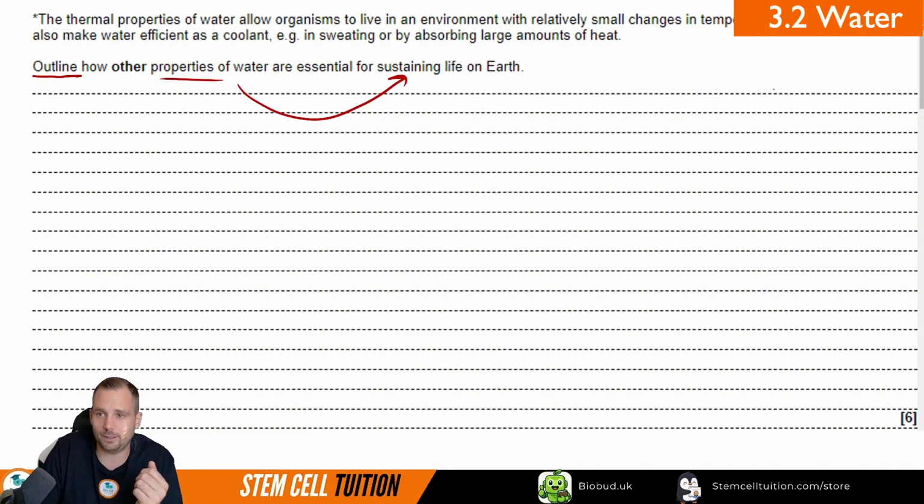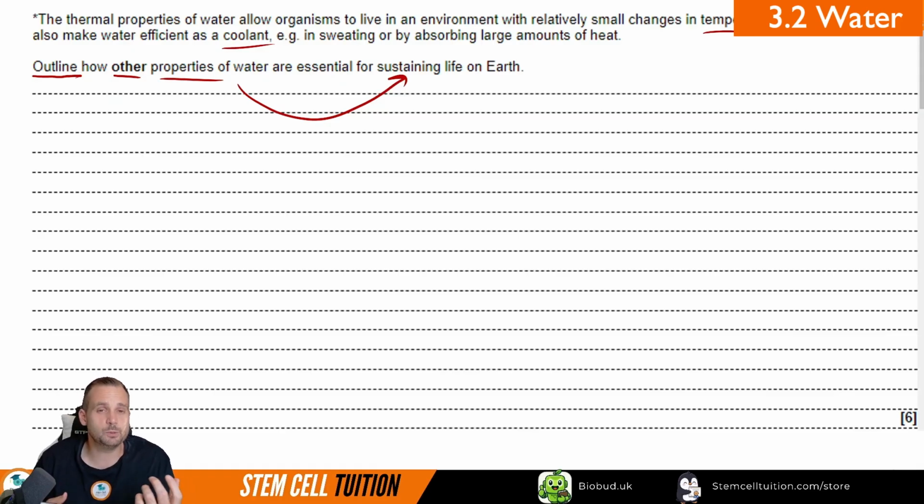Now they tell us in the question we're not allowed to talk about temperature. So you can be tempted to mention it, but it won't get you any marks. They've taken that away because they've said other properties. And a lot of students will miss that. So we go ahead and we start listing the properties. Now feel free to pause and have a quick go and then see what you get.